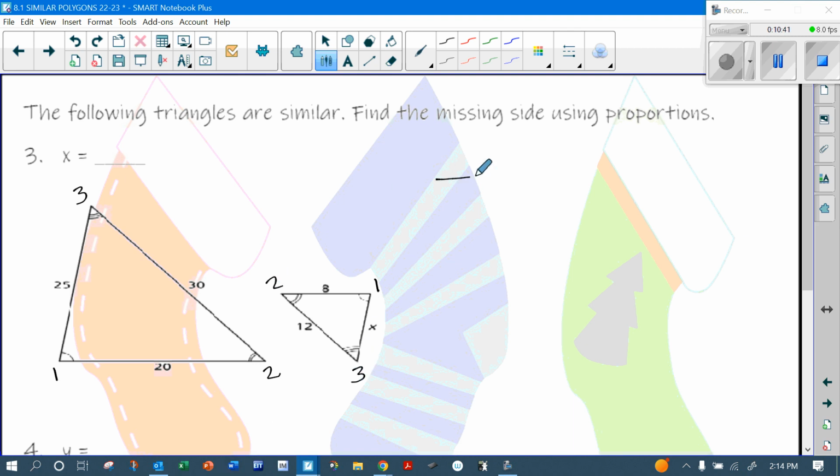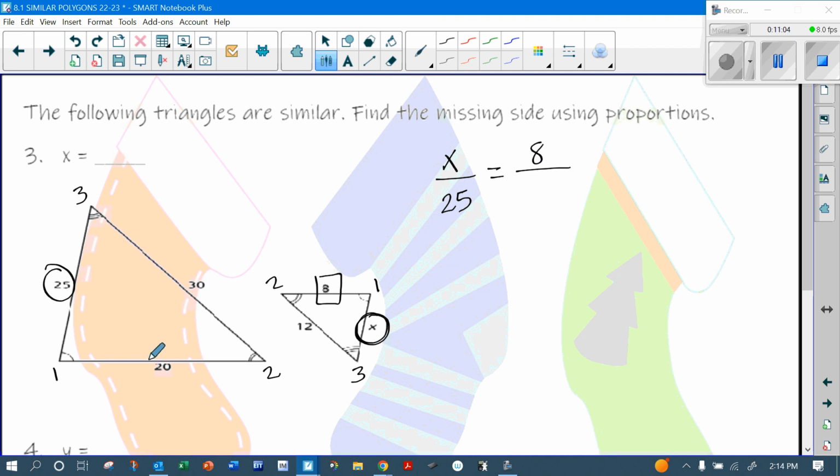So if I'm going to set up a proportion, then I'm going to compare my sides. What I notice is the side that has an X is between a 1 and a 3, so that means that X goes with 25. Now the side between the 1 and the 2, that's 8.